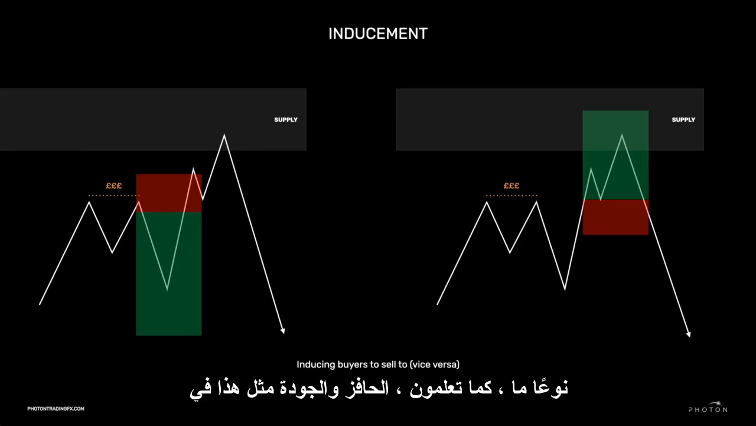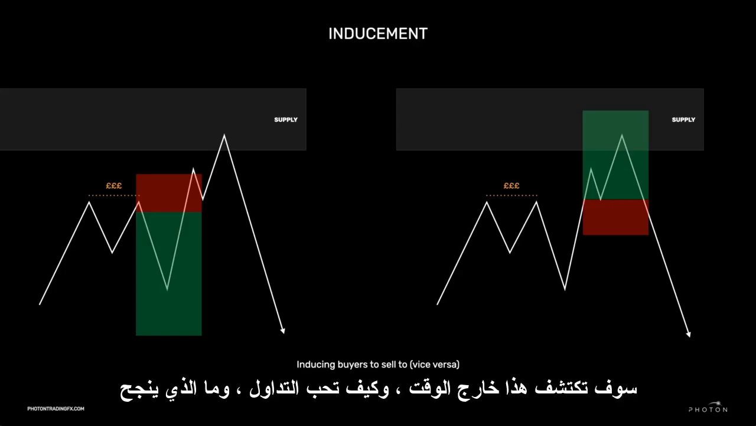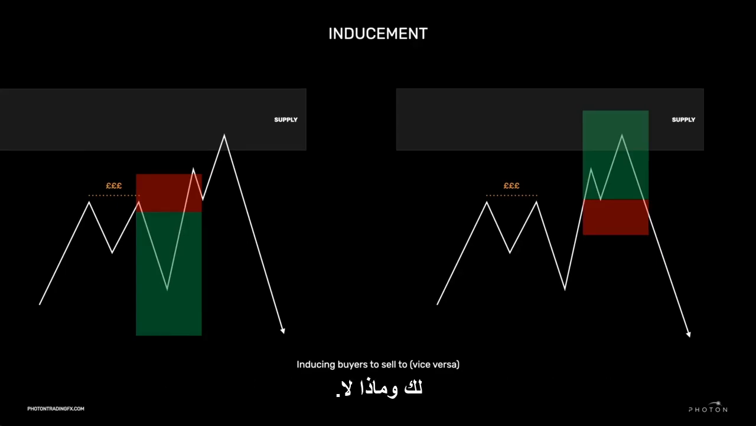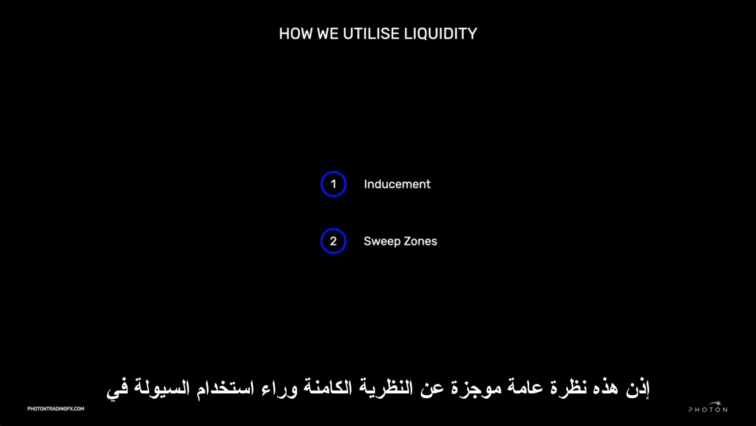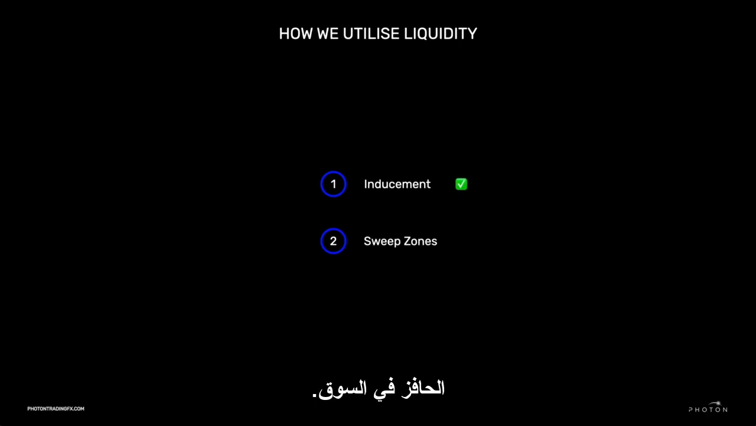So kind of having inducement and liquidity like this in front of a zone, it's not necessarily a strict requirement. It may be in your plan, it may not be in some of your plans, right? You'll figure this out with time, how you like to trade, what works for you and what doesn't. But in general, they do definitely increase the strike rate overall. So that's a brief overview of the theory behind using liquidity for inducement in the market.